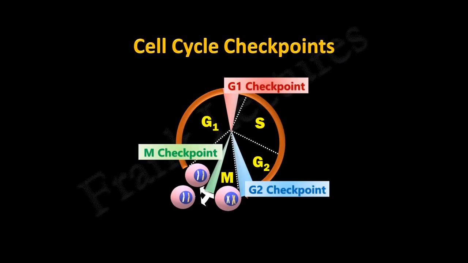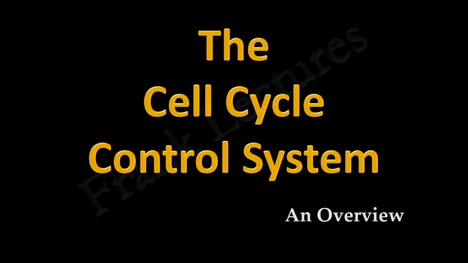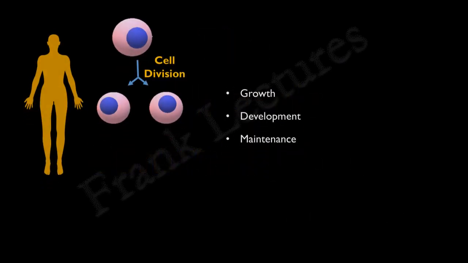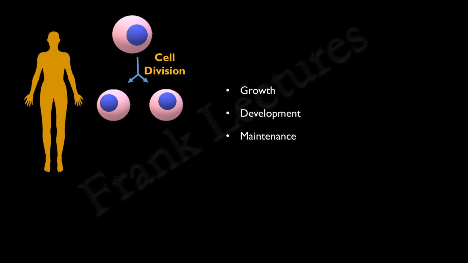In the previous two video lectures, we understood the cell cycle and cell cycle checkpoints. Today, we will study the details of the cell cycle control system. Let's begin. We know that cell division is crucial for normal growth, development, and maintenance.